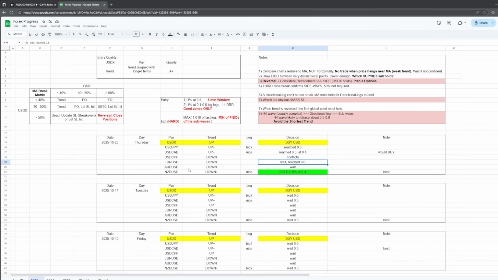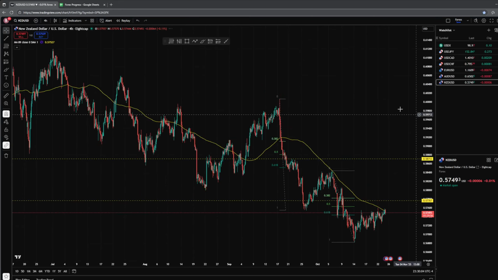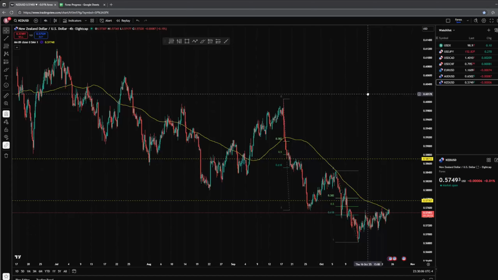Okay, let's write it down. Aussie trend is down, and my decision is to wait. Currently the market is at 40% retracement. Ideally, I would like to have the market retrace at least 50%. Okay, now my favorite trading pair, New Zealand dollar USD.